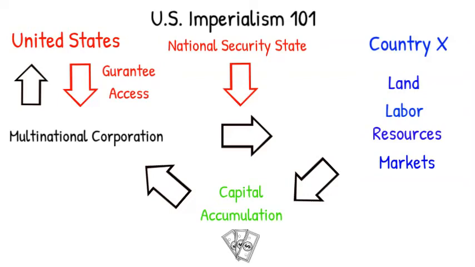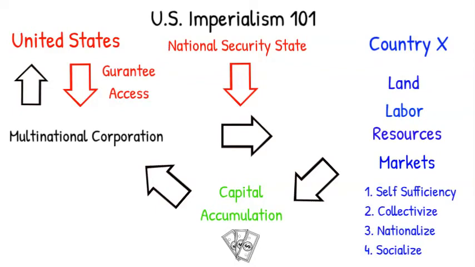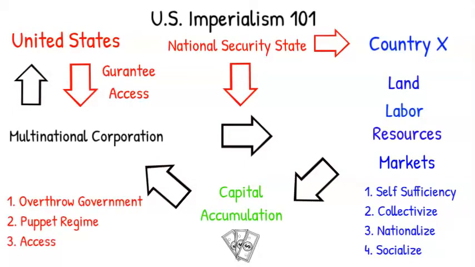And overall, the main mission of the U.S. national security state is to make the world safe for the multinational corporation and its global system of capital accumulation, which means any policy country X may undertake, whether it be the four listed below, would be inherently unfriendly to this system, which would lead to taking coercive action, which would include overthrowing the government of country X, installing a puppet regime, and that puppet regime would now give the multinational corporation access to its land, labor, resources, and markets, which is what imperialism is, and we will see more examples of that.